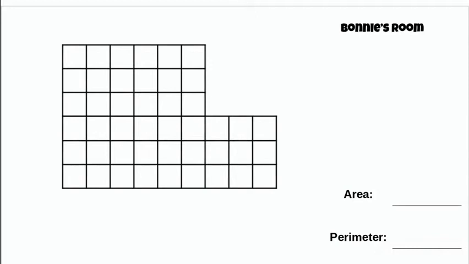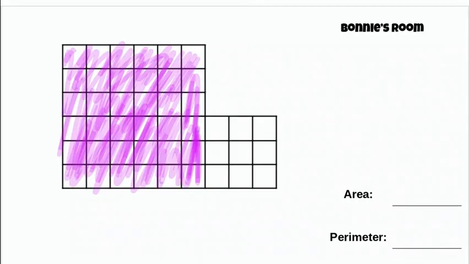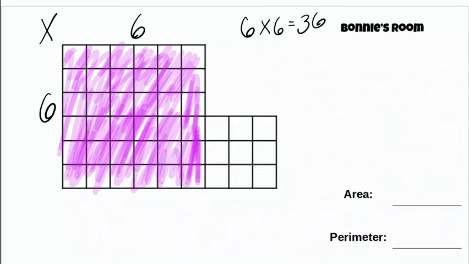Okay, let's find the area and perimeter of Bonnie's room now. Starting with the area. Okay, so I've already split it up into one rectangular section here. I've highlighted it in purple. And it has 6 rows with 6 in each row. It's the same thing as 6 times 6, which equals 36. So the area of the purple section is 36 square units.